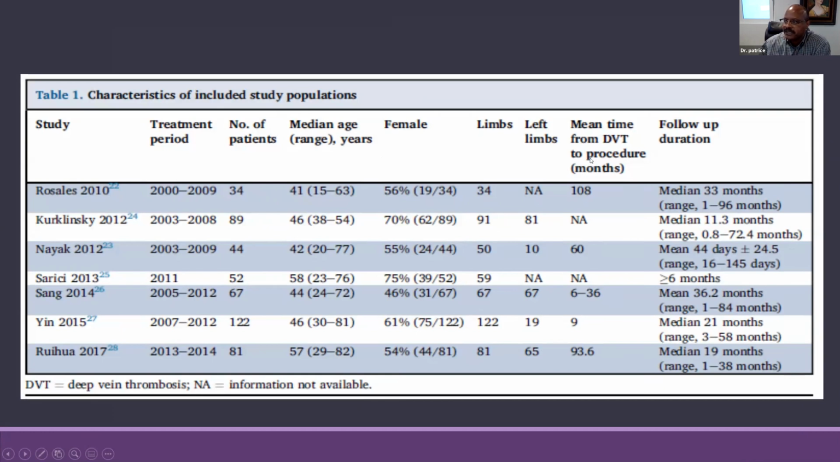The mean time from DVT to procedure in some of the studies was not even included. The follow-up was up to 96 months. None of them had a 5-year follow-up. And when we look at the patient age, most of them were very young people, less than 50.